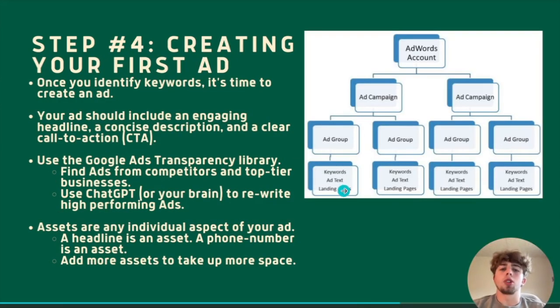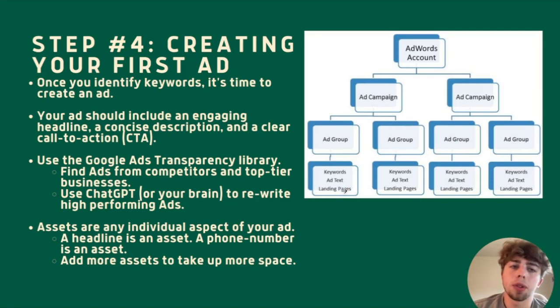So step 4 is creating your first ad. Now, before we do that, I want to talk about Google Ads structure. As you can see here in this diagram, Google Ads used to be called Google AdWords. So you have your account, and then in your account, you have different campaigns. Now, in each campaign, you have different ad groups. Then in your ad group, you have different keywords, text, and landing pages.